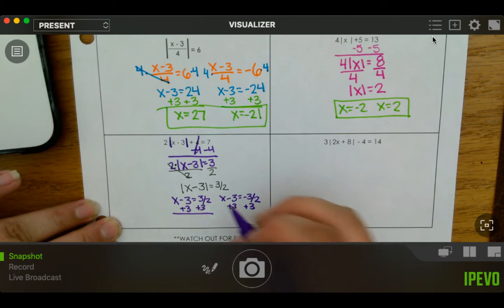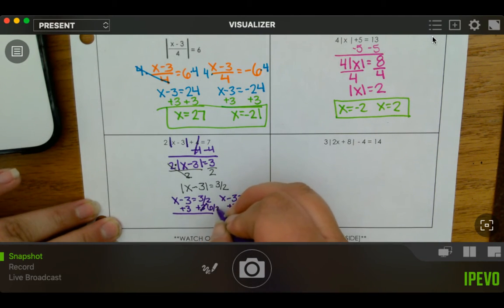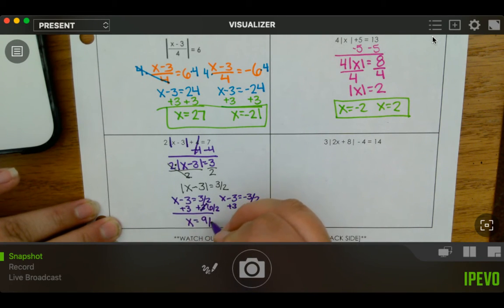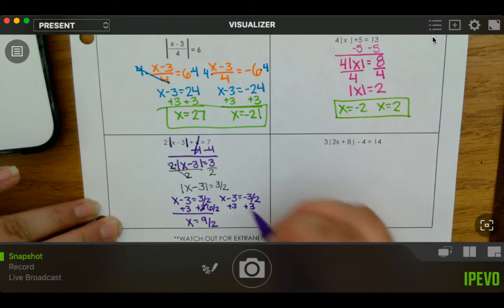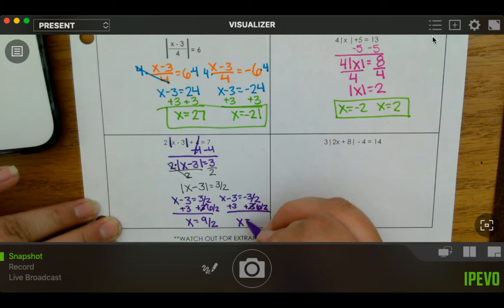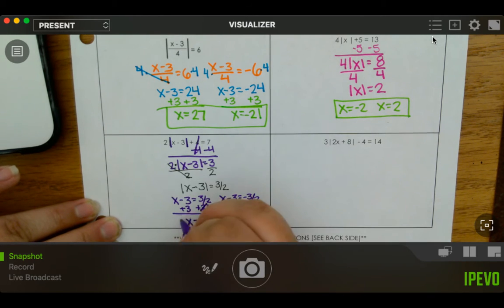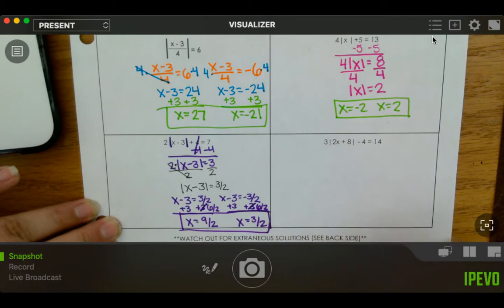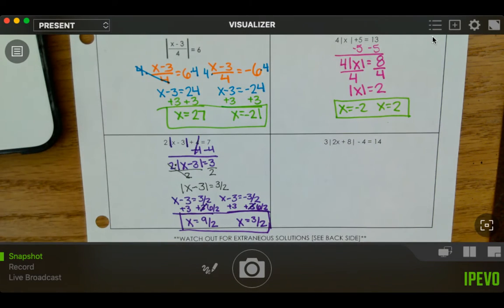Then I'm going to cross out that 3 and rewrite it as 6 halves so that I can do 3 halves plus 6 halves. 3 and 6 halves are the same thing. 3 halves plus 6 halves is 9 halves. Same thing over here, but negative 3 halves plus 6 halves is positive 3 halves. And there are my two answers. It is okay to get a fraction answer, y'all.